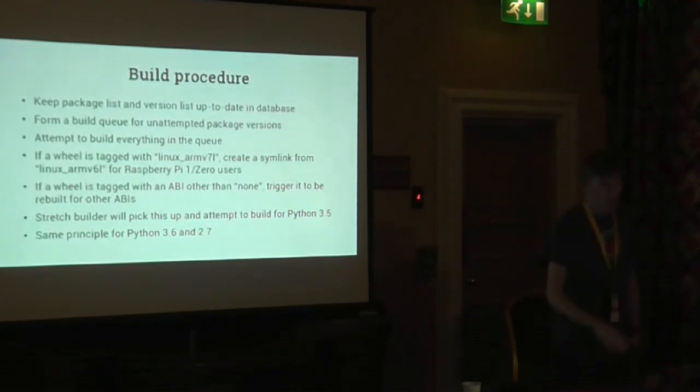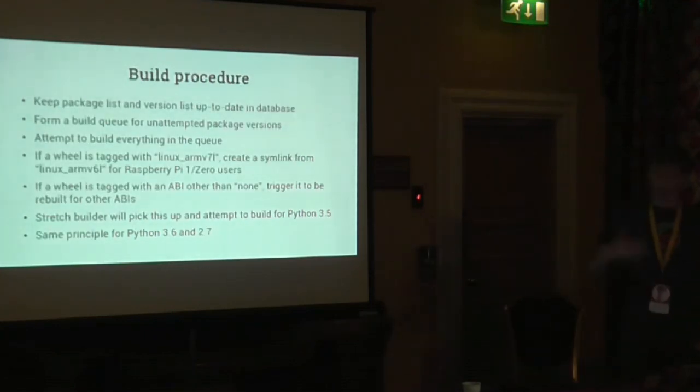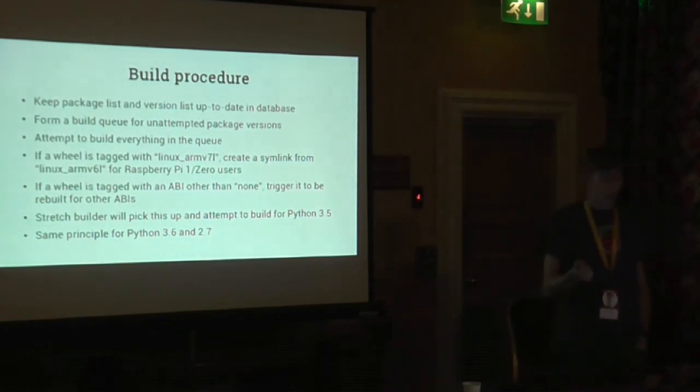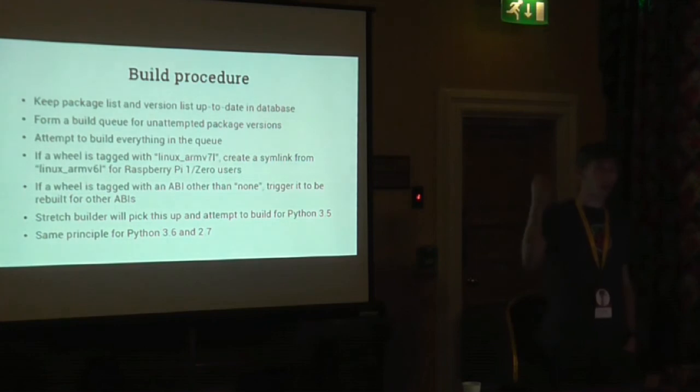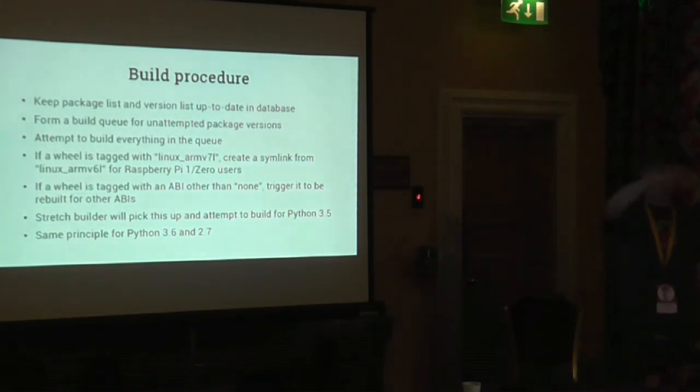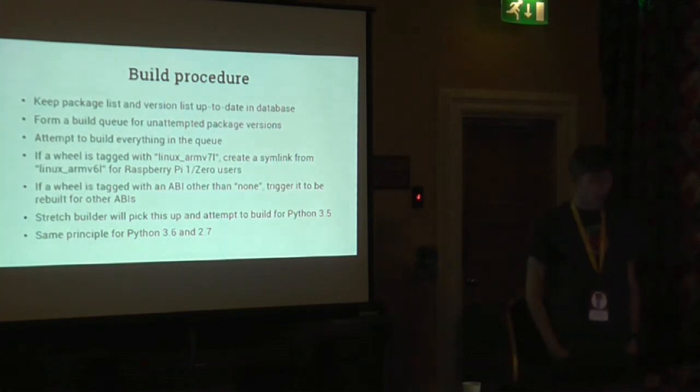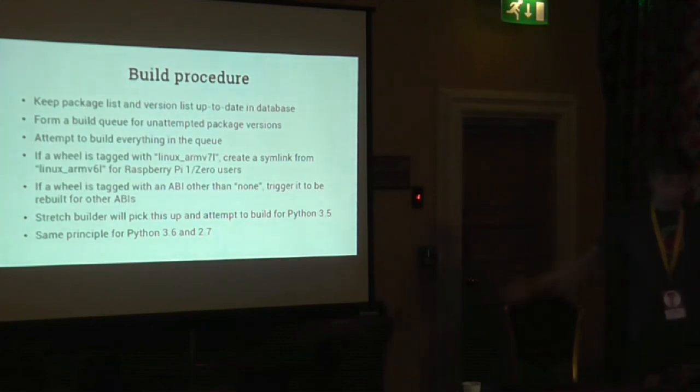So the build procedure now, this is another thing we've had to add in, is to keep the package list and version list up to date, so we were doing that before. We form a build queue for any unattempted package versions, so if something new gets released, we pick it up, and that gets appended to the build queue. We attempt to build everything in that queue.